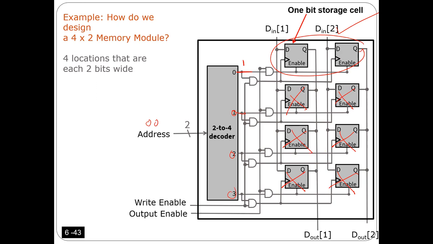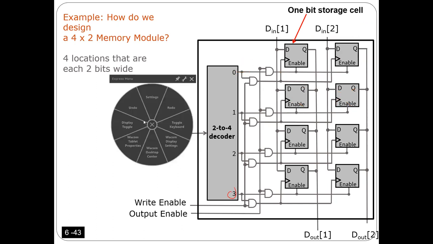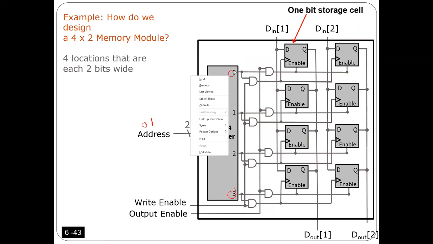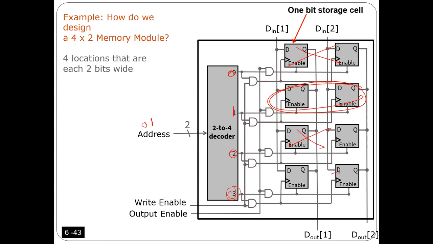Now, I'm going to show you how, but this is the main idea. If I put here number 1, the decoder is going to output here 0, 1, 0, 0. That's how the decoder works. Because this is a 0, these 2 are disabled. This is a 1, so I enable this one, disable this one, disable this one. So if you want to read or write, I'm going to work on this location. You got it?